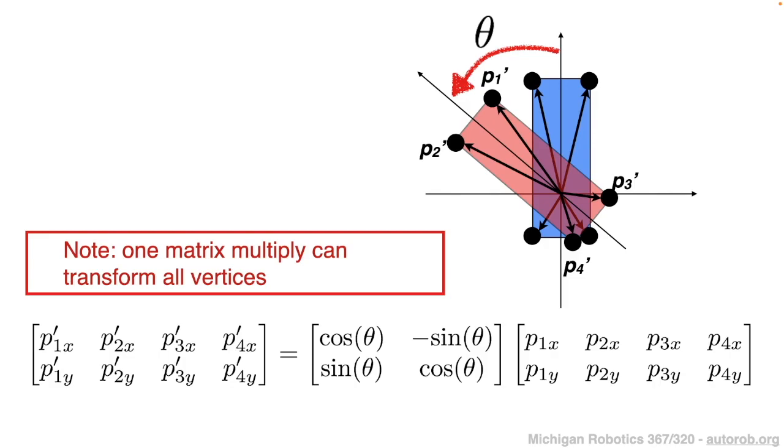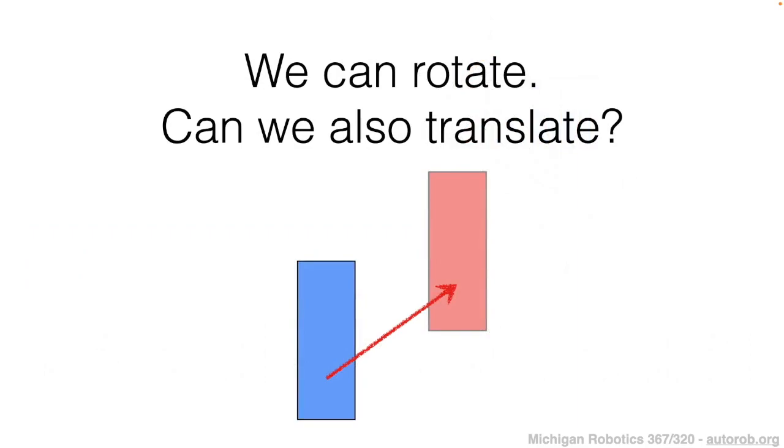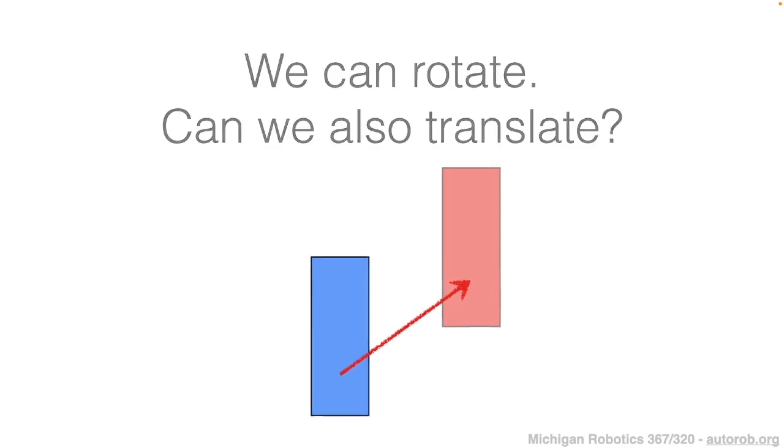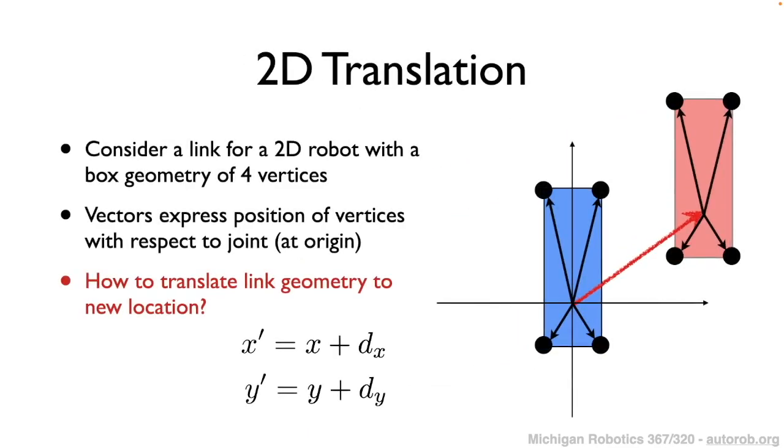Okay, so now that we've looked at 2D rotation, the next thing we want to talk about is how we can translate our geometries within space. And so let's look at a case of 2D translation. We'll stay in this world of our box geometry, and let's consider how we can transform our box by transforming our vertices.